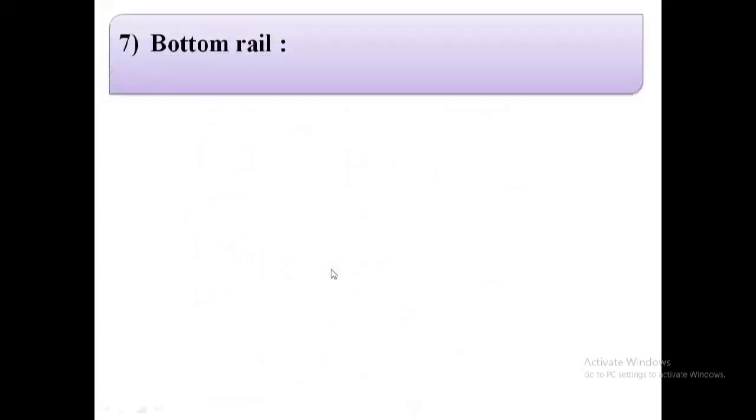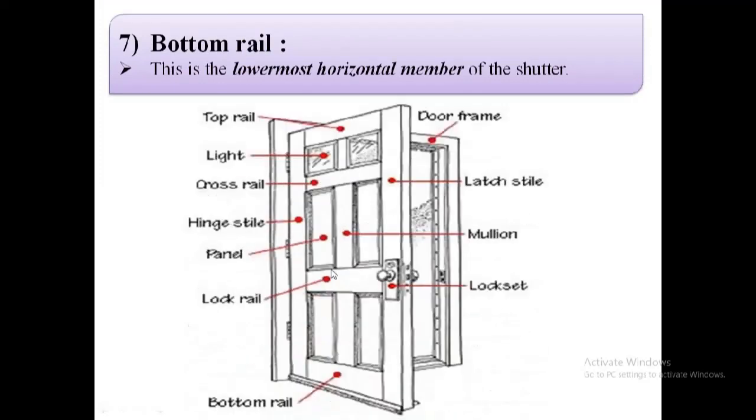The seventh technical term is bottom rail. The bottom rail is the lowermost horizontal member of the shutter. As you know, this one is the shutter, and the lowermost horizontal member of the shutter is known as the bottom rail.